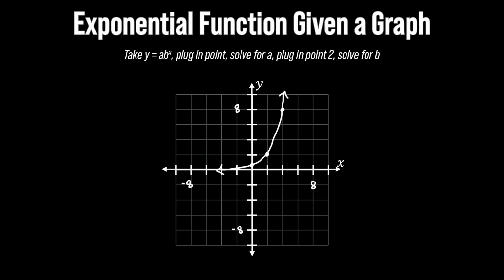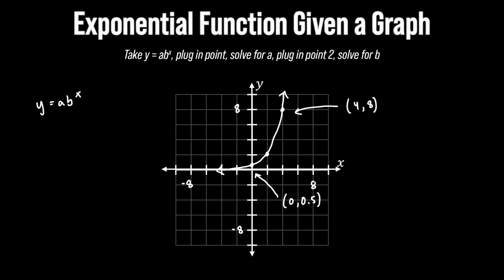So first we're going to take y is equal to ab to the x power. Now what we're going to do is identify 2 points on the graph. So let's choose this point here, and let's choose the y-intercept here. Now you'll see why choosing the y-intercept is a good idea in a second, but for now, this point here lies at the coordinates 4, 8, and this point here lies at the coordinates 0 and 0.5.